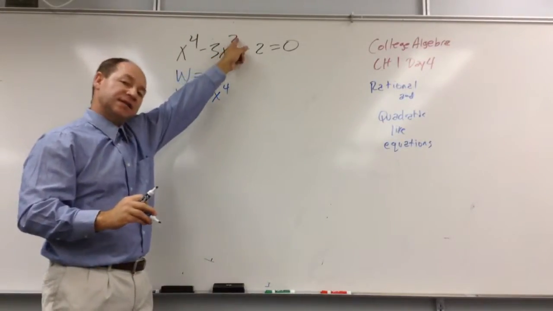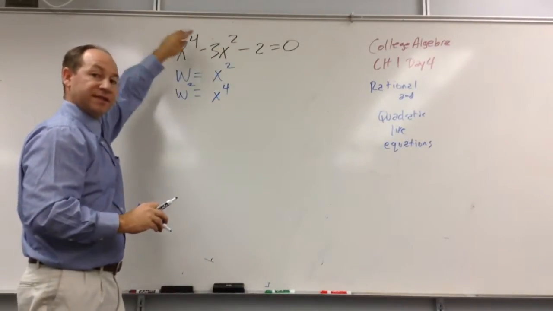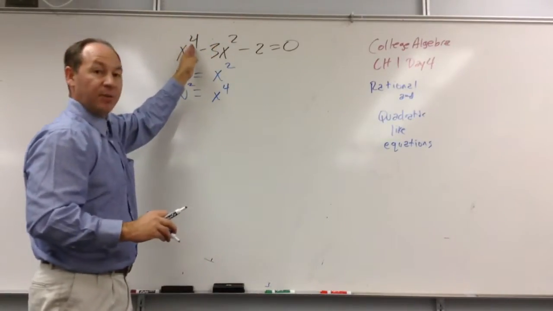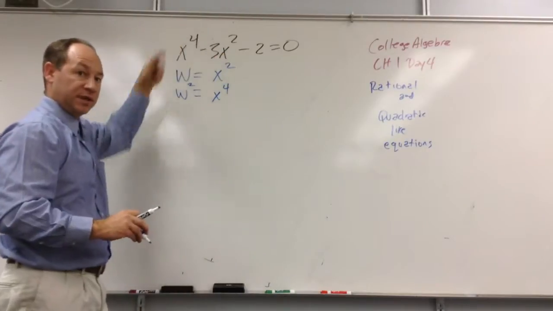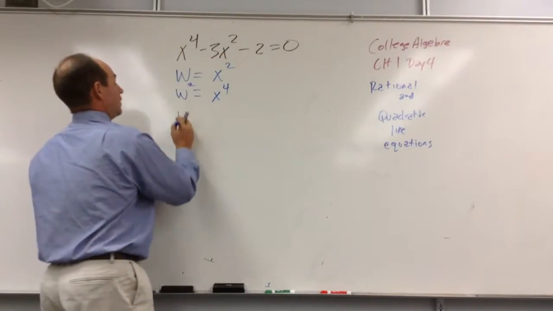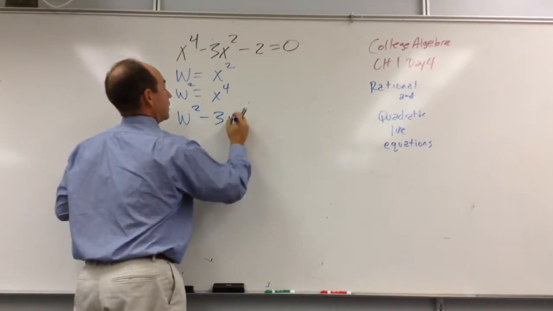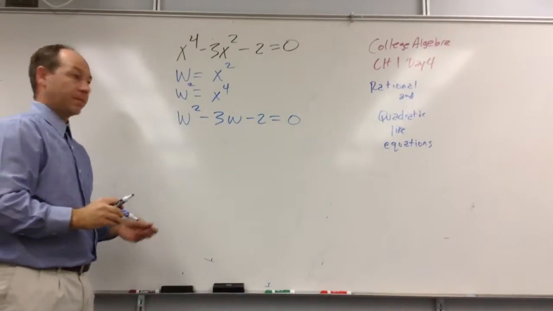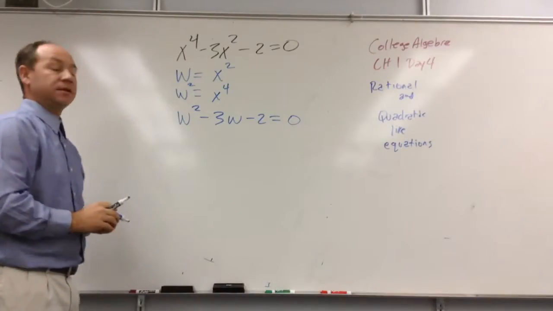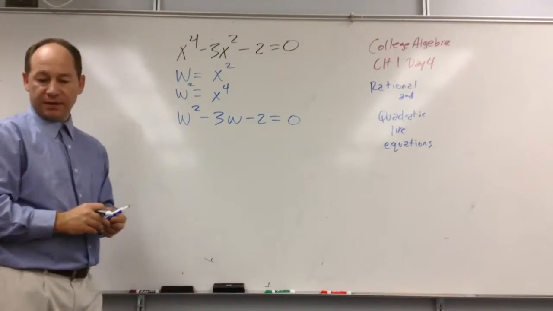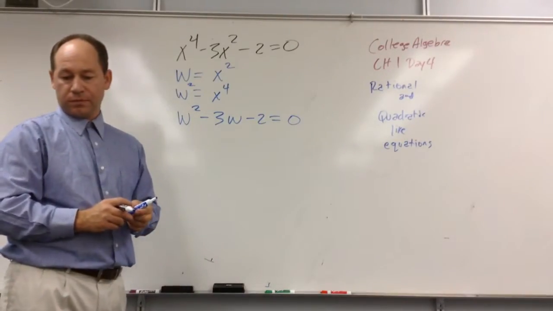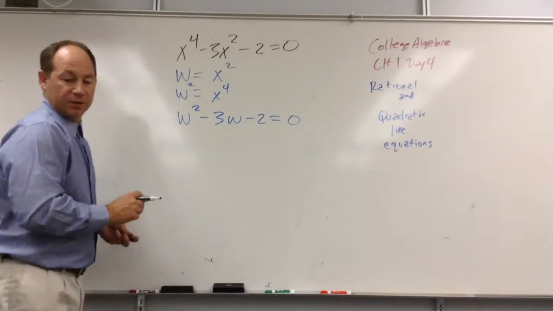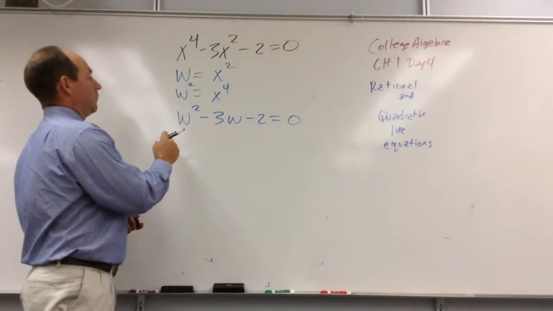I notice that this exponent here is 2, that one's 4, this is double that one. Whenever the exponent at the end is double what the one in the middle is, so the degree is double that one, I can think of this as w squared minus 3w minus 2 equaling 0. Well, if that were the case, we can go ahead and see if we can figure this out.